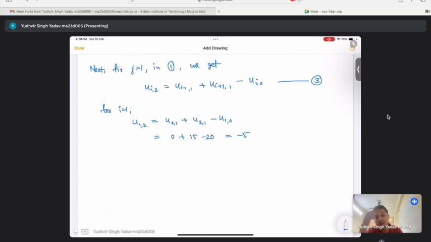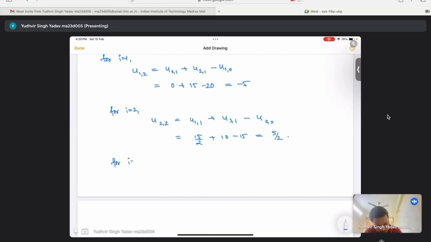And again, if we do it for i equals 2, then it is u2,2 equals u1,1 plus u3,1 minus u2,0. So the values for this: u1,1 is 15 by 2, plus 10 minus 15, so it will be 5 by 2.